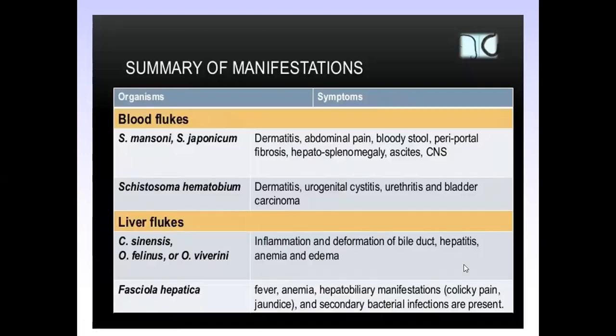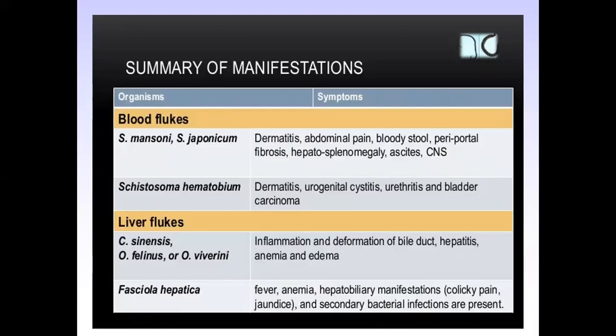What are the different manifestations of the blood flukes, Schistosoma mansoni, japonicum and hematobium? All three are going to produce a dermatitis at the site of the penetration. Apart from that, those which are involved in the urinary bladder are going to produce cystitis, urethritis, and ultimately they will produce a bladder carcinoma. A very, very common MCQ and a viva question: which parasite is associated with a carcinoma? Schistosoma hematobium is associated with urinary bladder carcinoma.